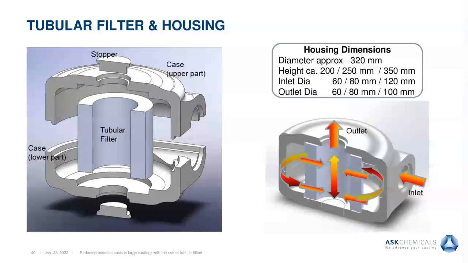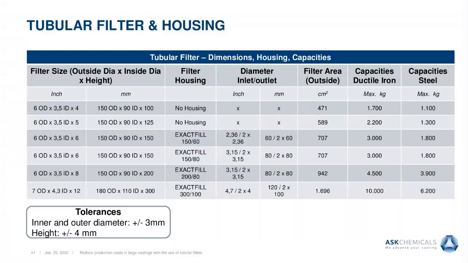Based on this design of the tube filter and housing, the risk of filter breakage is practically eliminated. Of course, ASK is providing the data sheets for these filters and housings, which we have in different sizes and with different throughputs and capacities for iron and steel. That can be read on our internet sites, or you can also get the information from our sales force, who will support you in any question you have, with pleasure.